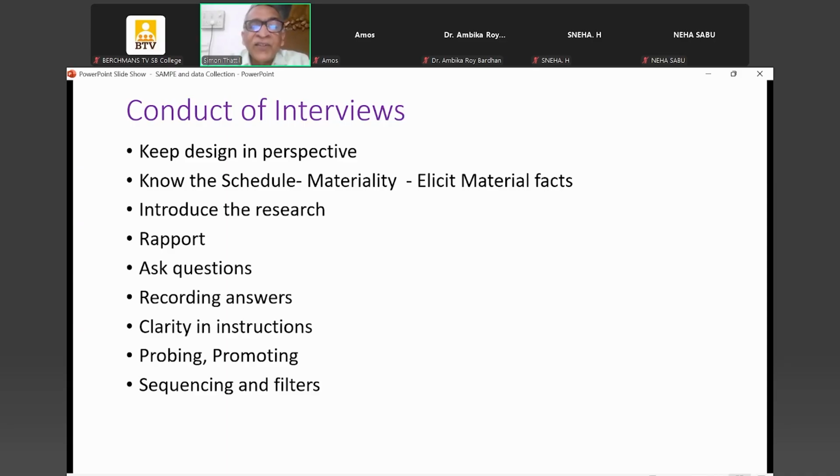Sequencing and filters. Which question should come first, which question should follow, and there should be some filters. Filters are showing the quality. Say for instance, have you used this product? The person says yes. How many times have you used this product? He says 4 times. Then after that, you're asking something about that very product, and that person says, I do not know anything. Or you're asking about the color, and he does not know anything. So if he has used it 4 times, he should know.